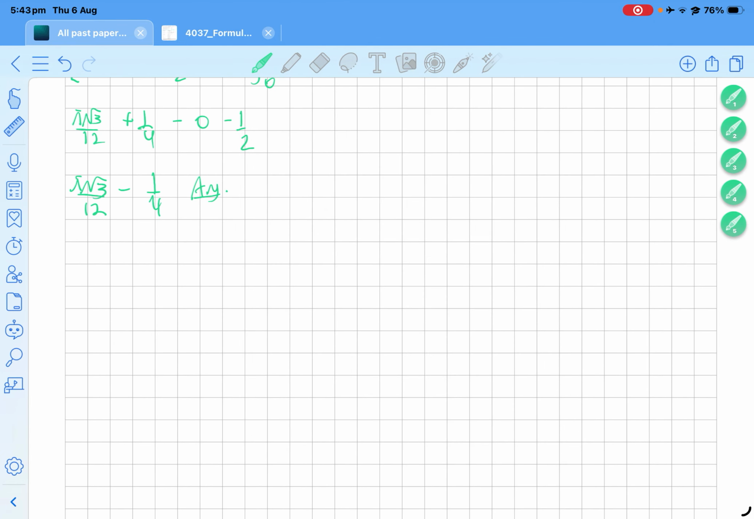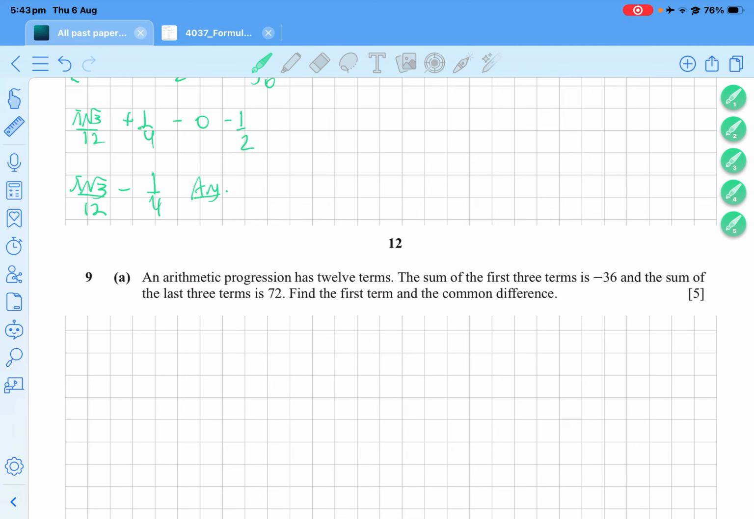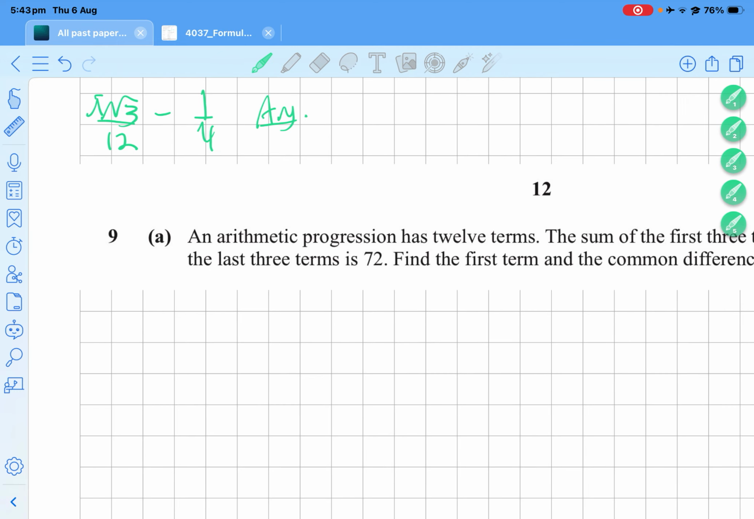Okay, then 9. An arithmetic progression has 12 terms, the sum of the first 3 is minus 36 and the last 3 is 72. So I'm just gonna write down. If I had 12 terms, the last 3 would be a plus 9d, a plus 10d, and a plus 11d. The 5th, 6th, and 7th terms would be a plus 4d, a plus 5d, a plus 6d.